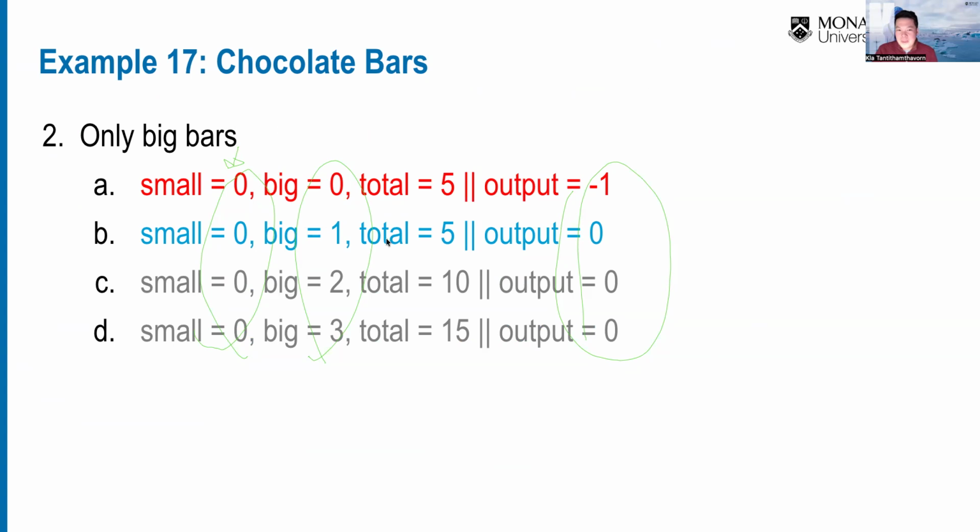0 small, 1 big, we want 5. Yes, we can make it, but we don't need any small bar at all. We have 0 small bar, we have 2 big, we want 10. We don't need to make any small bars at all. That kind of thing. This is an example.